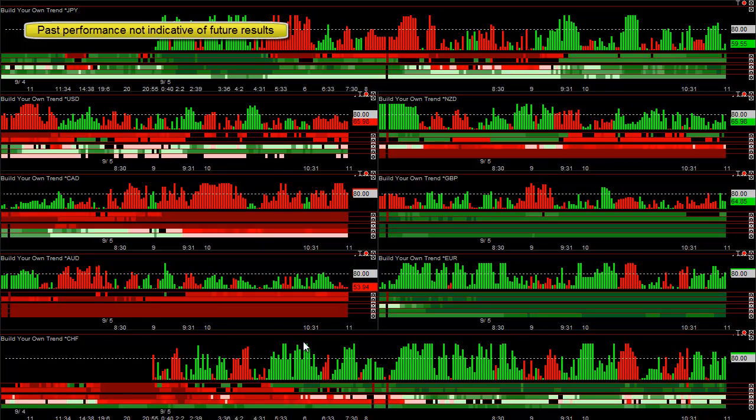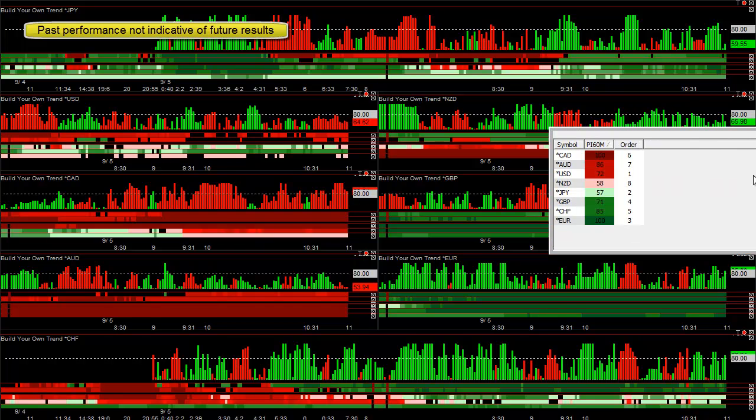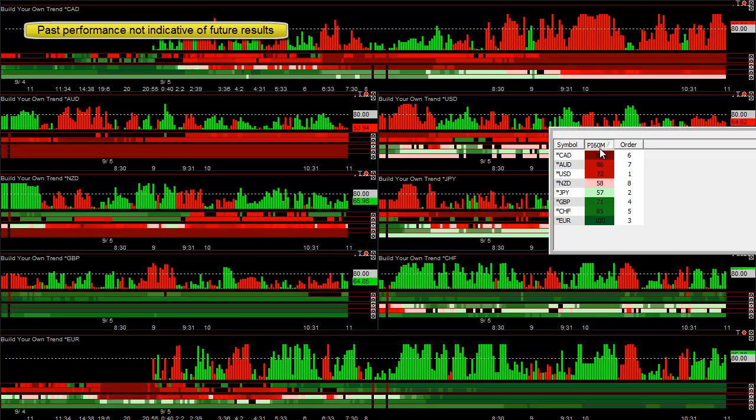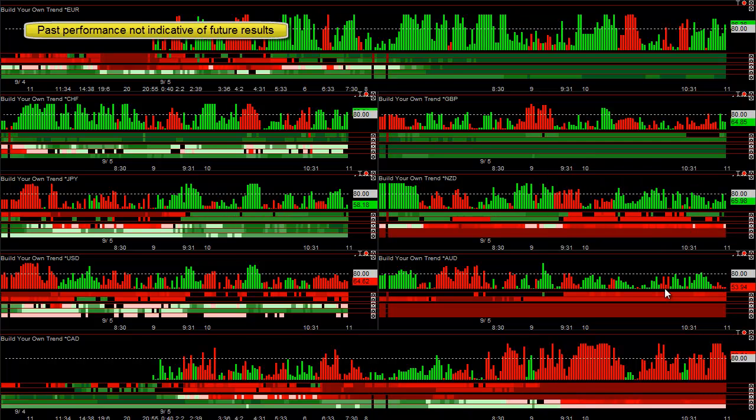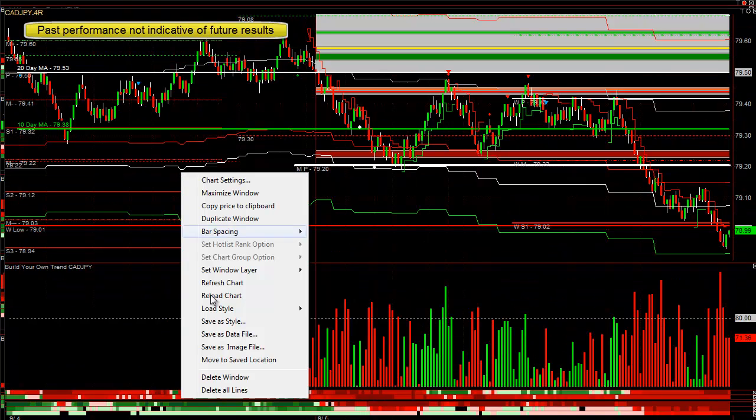So you can see the Swiss. Actually, I'm going to sort this using our sortable currency meter. You can sort this from strongest to weakest. And the euro and the Swiss and pound and yen are the strongest. The dollar, Australian, and CAD are the weakest. So that being said, you can see the CAD's extremely weak. The yen was very strong from 930. Weak CAD, strong yen. You want to sell the CAD yen. It's that simple. Let's bring up the CAD yen chart.